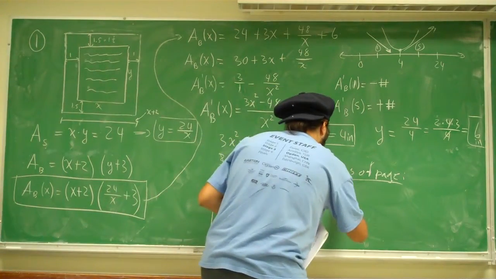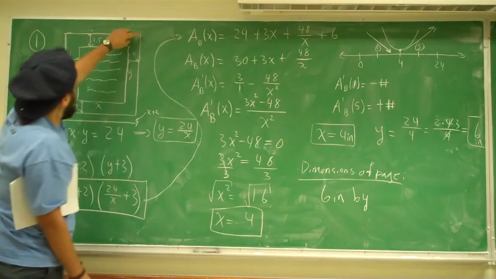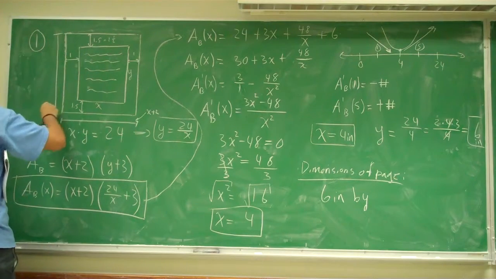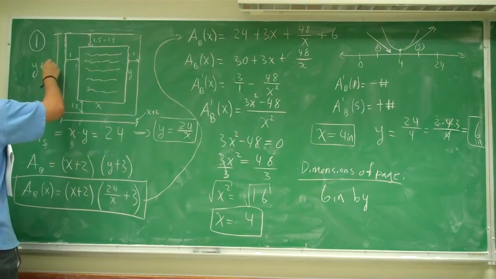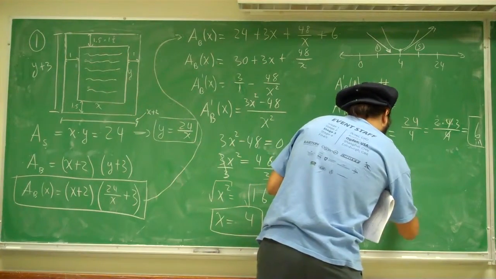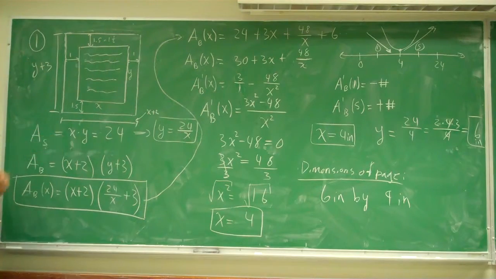It's going to be 6 inches by, and now this from here to here, that's going to measure y plus 3, but we already have y, that's 6, so 6 plus 3 is 9. So then the dimensions of the whole page is going to be 6 inches by 9 inches. And that answers that.